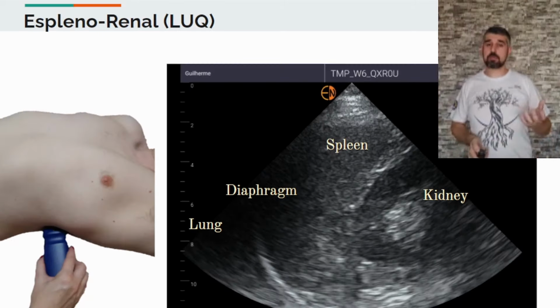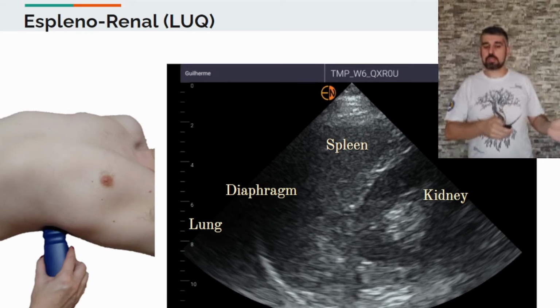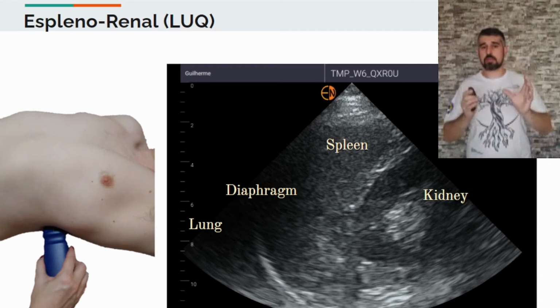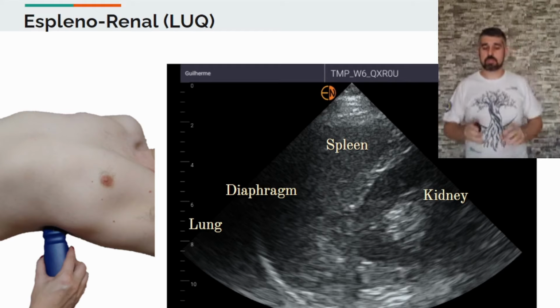And we have the splenorenal, or the left upper quadrant. The view is pretty much the same, but instead of having the liver, I have the spleen. But the way the structures are presented is pretty much the same. So this is the image we're trying to get.